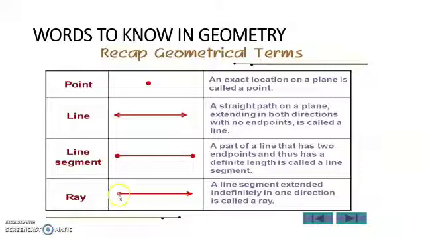So a ray should have one end point and an arrow at the other end. That means it can continue indefinitely. So by definition, a line segment extended indefinitely in one direction is called a ray. So point, a specific location; line, which can be extended both sides; line segment, which can be measured. It has two endpoints; and ray, it starts from a point and moves on in one particular direction endlessly. Now, I hope these 4 points are very clear to you.